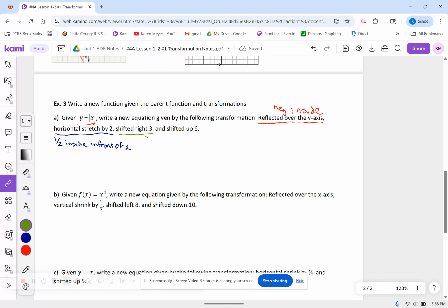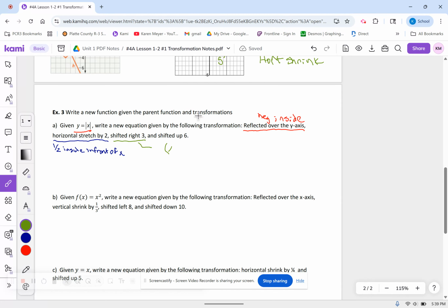Okay, right 3. Left or right is going to be written as either x plus or x minus. And remember, left or right is always backwards. So you would write this as x minus 3.